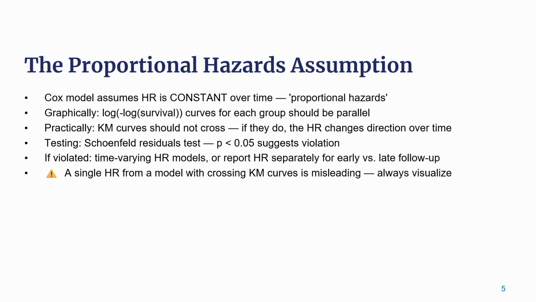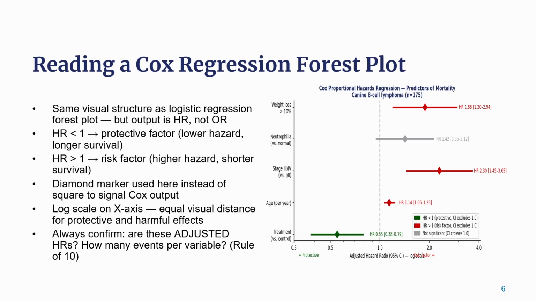If neither is addressed and the curves cross visually, treat the reported HR with caution. The Cox forest plot uses identical skills to the logistic regression forest plot from Talk 5. The key difference is the output: hazard ratios, not odds ratios. HR below 1, treatment in this example, is protective.